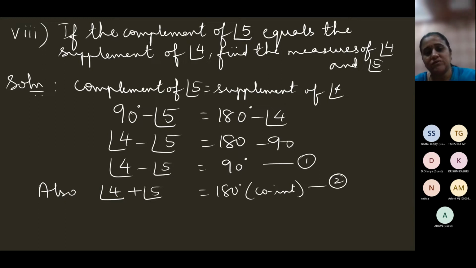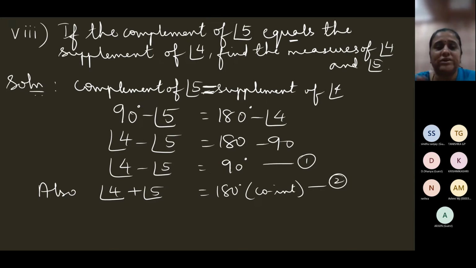See, the information is given in the question: complement of angle 5 equals supplement of angle 4. That's why I put the equal to sign. Whatever is given, we have written as an equation. Complement of angle 5 is 90 minus angle 5, and supplement of angle 4 is 180 minus angle 4. So when you work this, you get angle 4 minus angle 5 is equal to 90.